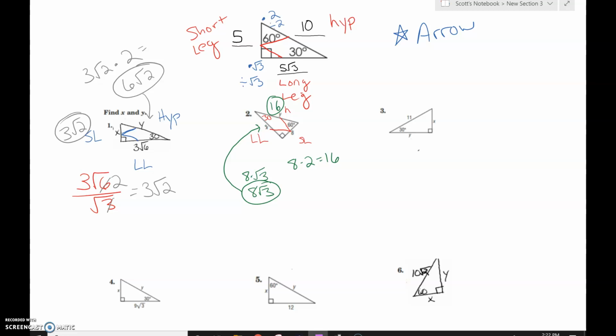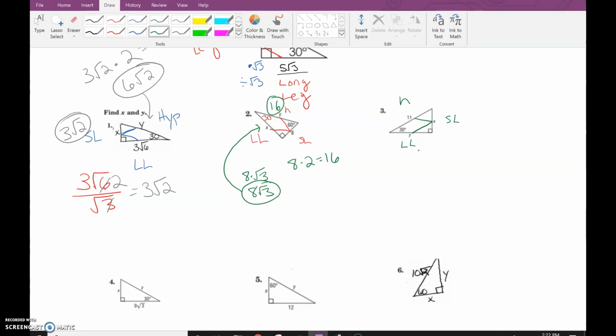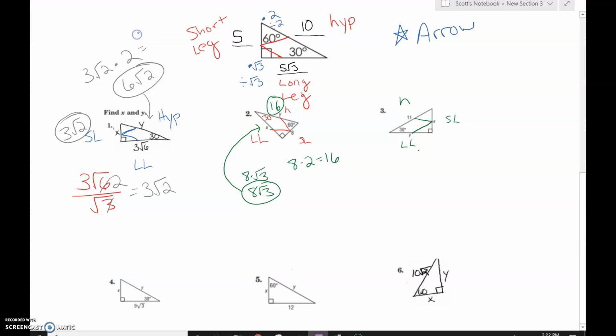Okay. Now, going to number 3. Find your 30, draw your arrow, label if you have to: hypotenuse, short leg, long leg. Ask yourself, 11 is the hypotenuse, so hypotenuse to leg. Now, this might look a little weird. This one's going to be a little more complicated. I won't give you too many fractions, but this is one where it will show up.